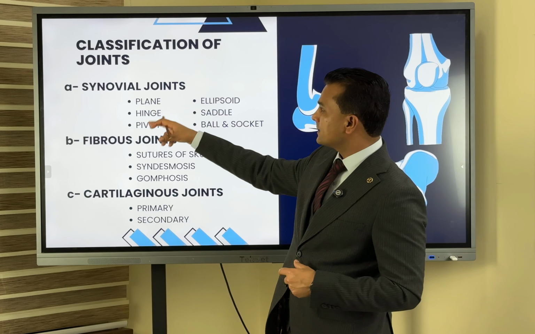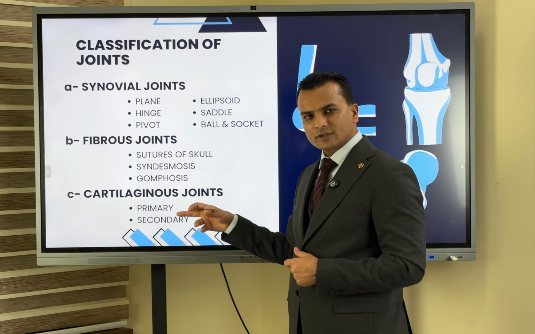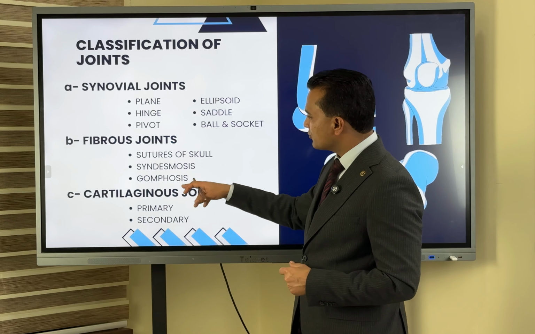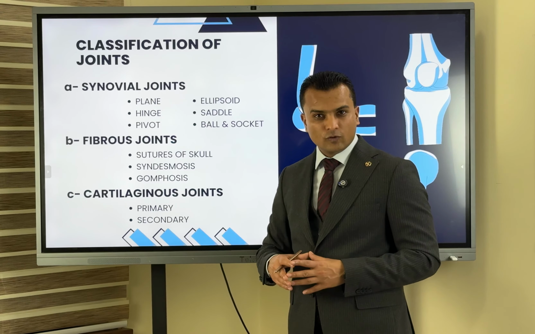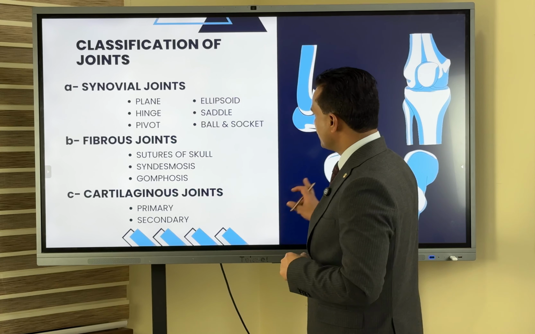Later we will discuss in detail the subtypes of synovial joints: plane joints, hinge joint, pivot joint, ellipsoid joint, saddle joint, and ball and socket joints. Then we have fibrous joints, and subtypes of the fibrous joints are sutures of the skull, syndesmosis, and gomphoses. Then we have cartilaginous joints. We have two types of cartilaginous joints: primary and secondary cartilaginous joints.